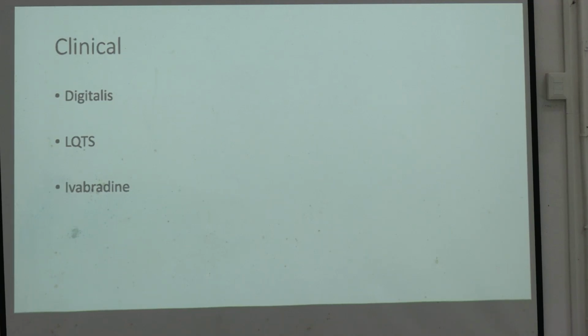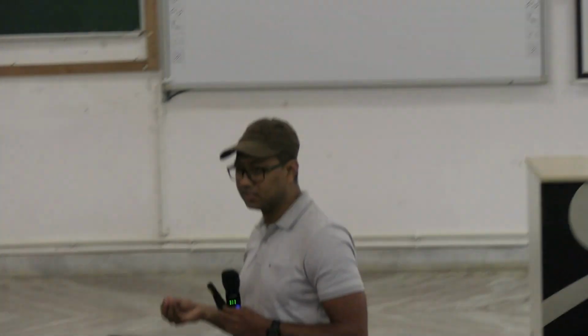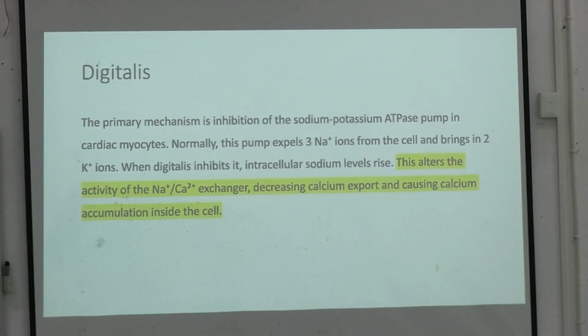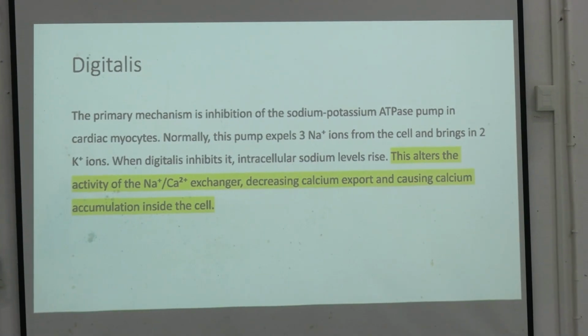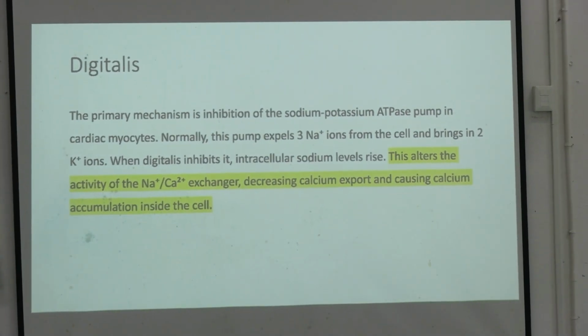Many times we ask in physiology what is the mechanism of action of Digitalis in heart failure. So you need to write the answer. Digitalis's primary mechanism is on the sodium potassium ATPase, which is present at the cell membrane.